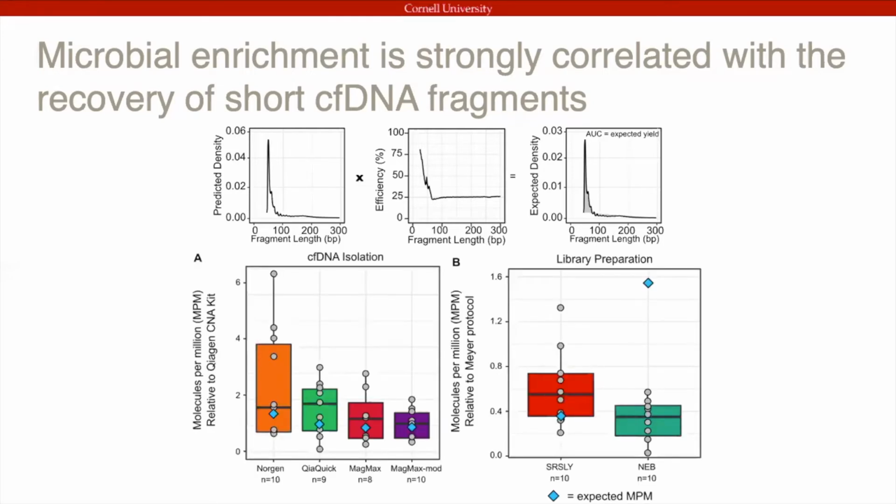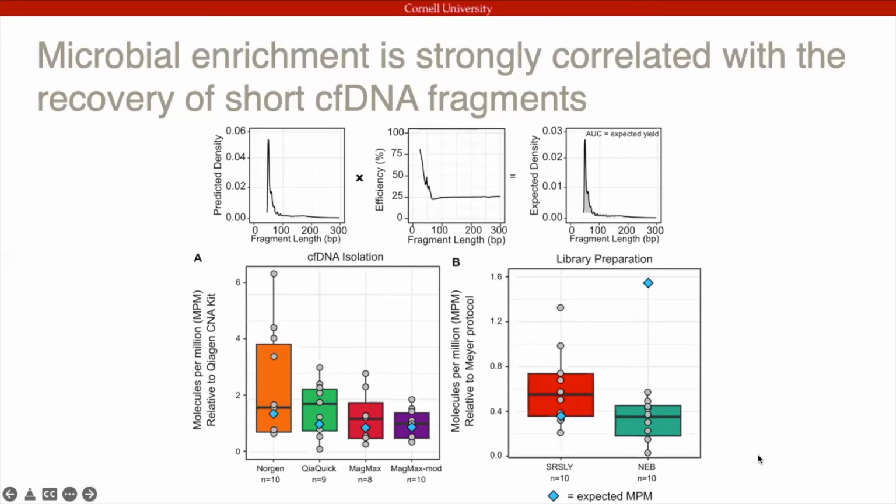We find that for cell-free DNA isolation kits, our models do predict the enrichment of microbial reads. So the blue diamonds show the expected enrichment relative to the QIAGEN circulating nucleic acid kit. And we can see that the Norgen kit and the QIAQuick kit, both of which had better efficiency of recovery for short fragments, also had greater microbial enrichment. In fact, for the Norgen kit, we found on average a 3-fold enrichment of reads.